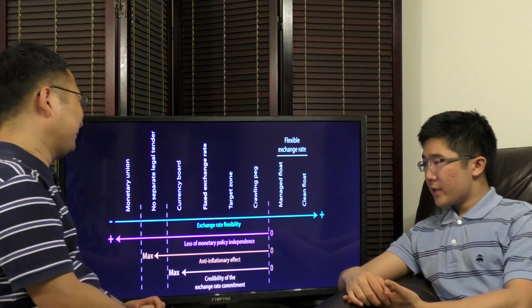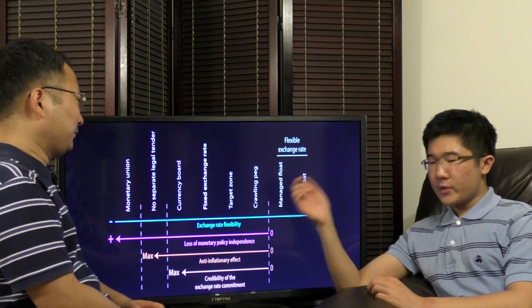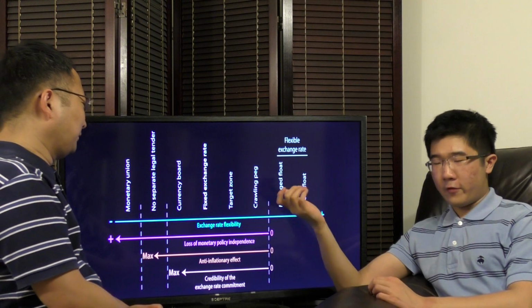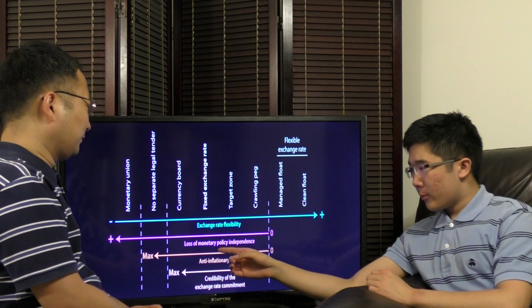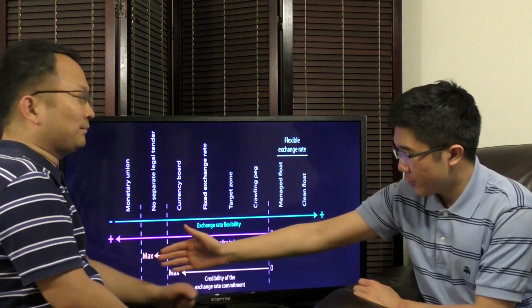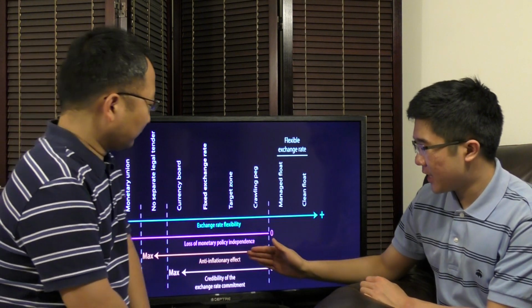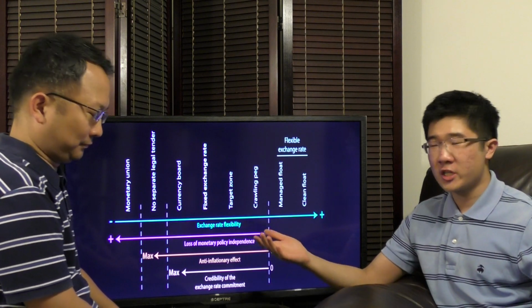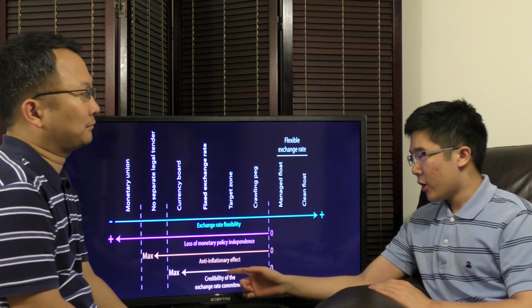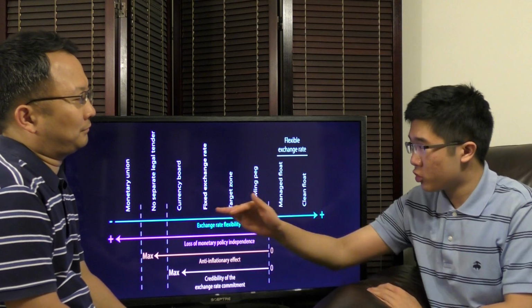So this creates a lot of problems, but it has some benefits, or else obviously it wouldn't be done. You lose all your monetary policy independence the further you go down to the left. But you have a stronger anti-inflationary effect, because your exchange rate is pegged. And you have a more credible exchange rate commitment the stricter you go.